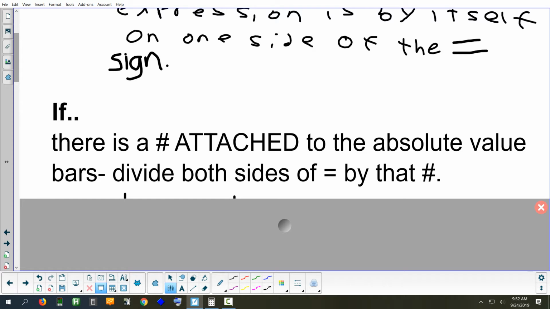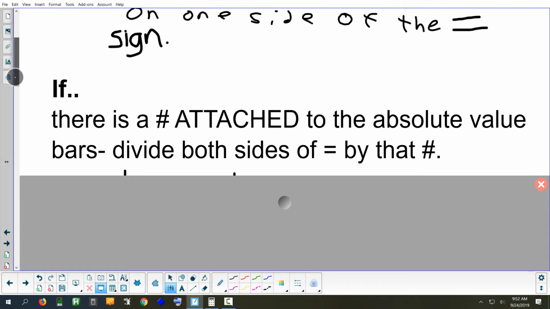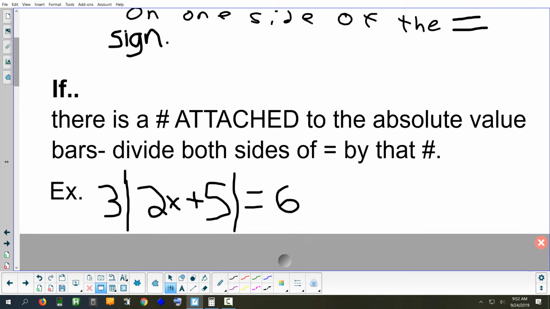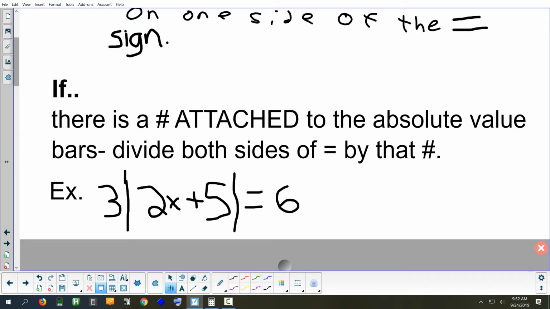And now we'll look at an example. So if there is a number attached, it means it's like glued right to the bars. It's like stuck right next to them. Okay, so this example, do you guys already have that on your notes? Okay. So that's an example where the absolute value is not by itself.